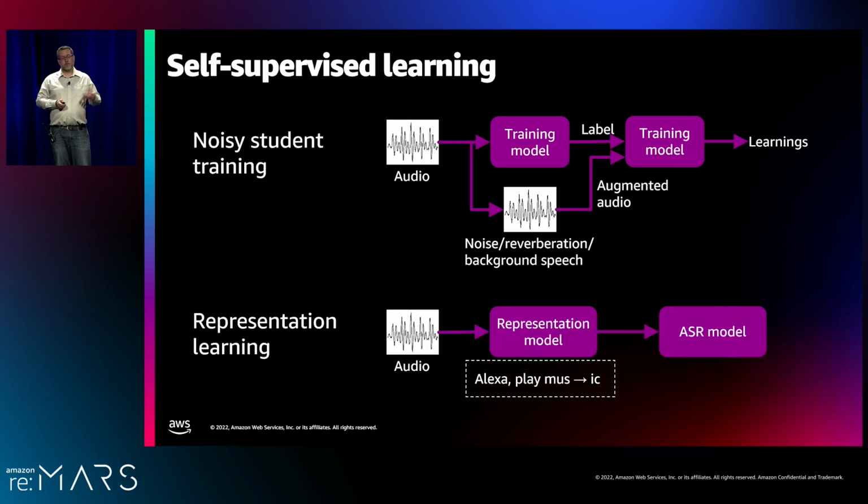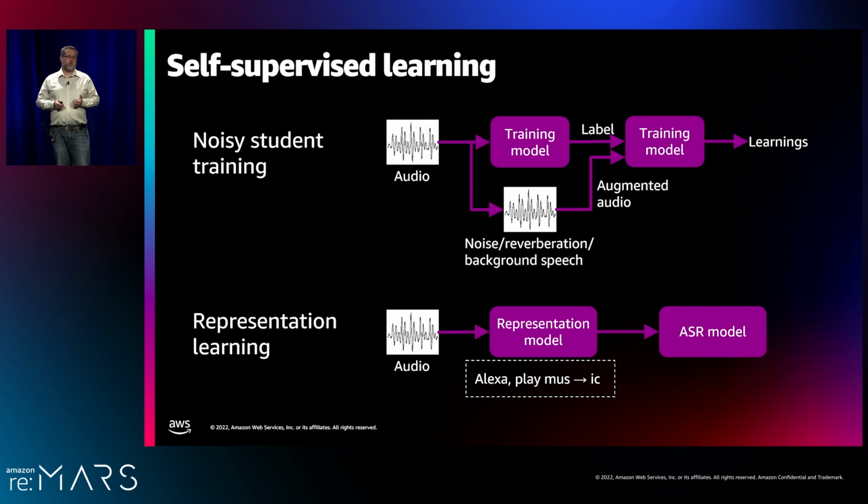Another type of self-supervised learning that we do is representation learning. In representation learning, you don't start out by training an ASR model directly. Instead, you train a model that understands the structure of Alexa-directed speech, the representation of that, so it can predict what Alexa-directed speech looks like.